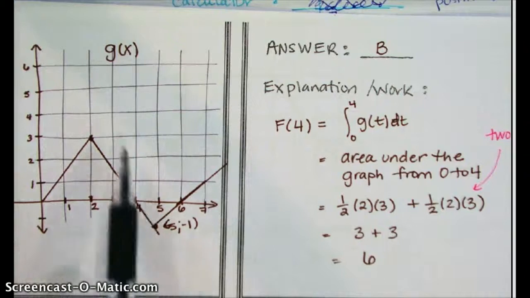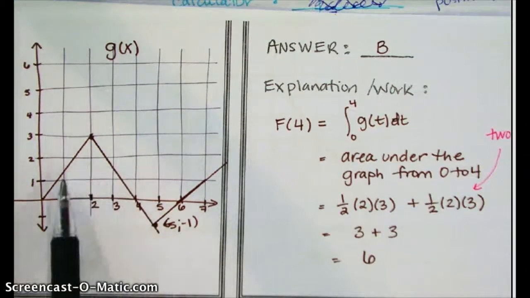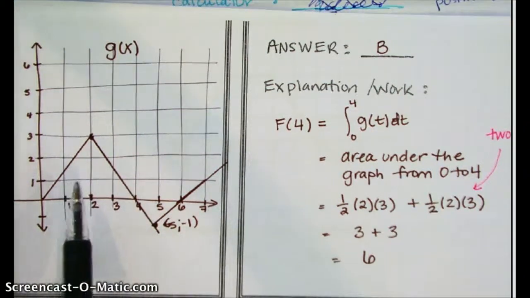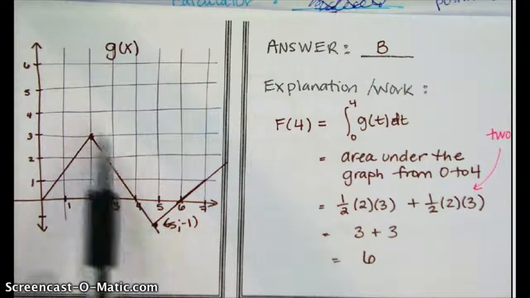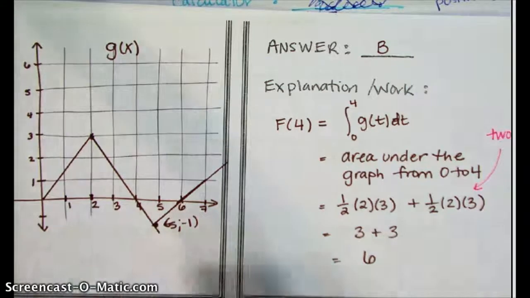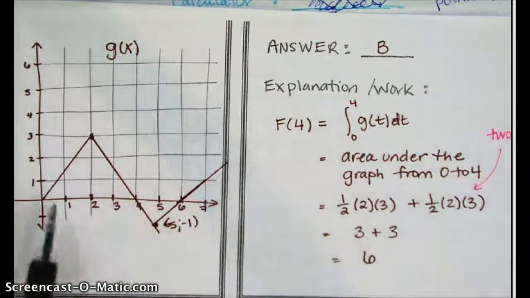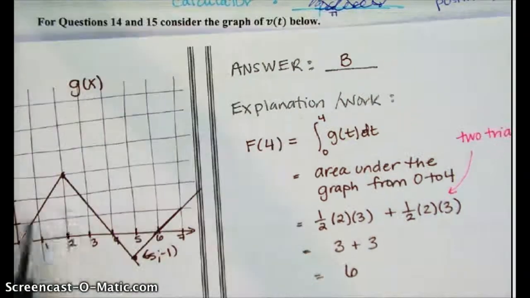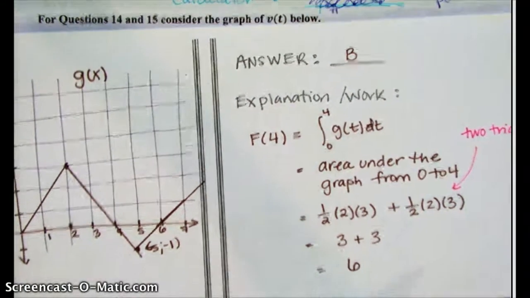In my head, I split this into two triangles, although looking at it a second time I realize you could just do a single triangle. You could have done 4 times 2 times 1/2. But for whatever reason, when I was doing this, I did 2 times 2 times 1/2 as a small triangle and a second small triangle. Either way, you get 6 as your answer.